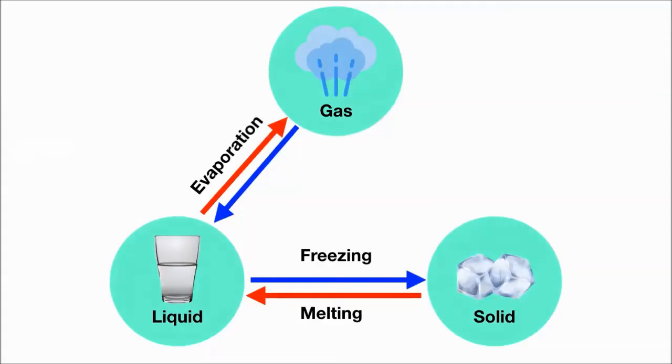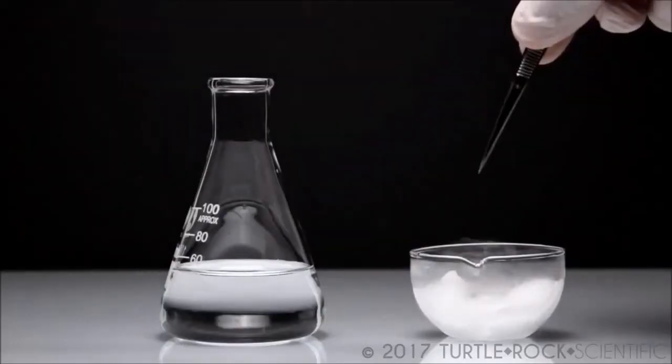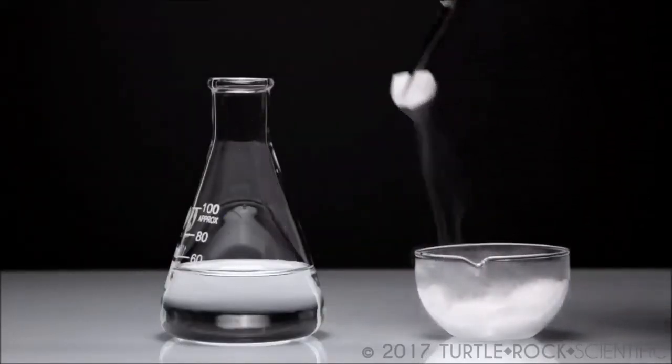We call this process when a gas turns back into a liquid condensation. There's one more example too. Believe it or not, but a solid can turn directly into a gas without ever having to be a liquid. This happens with dry ice, which is solid carbon dioxide.